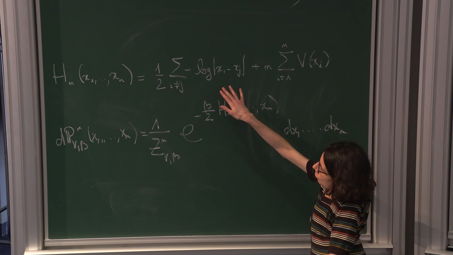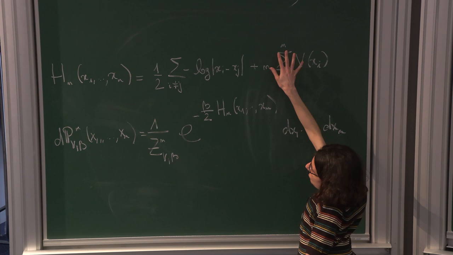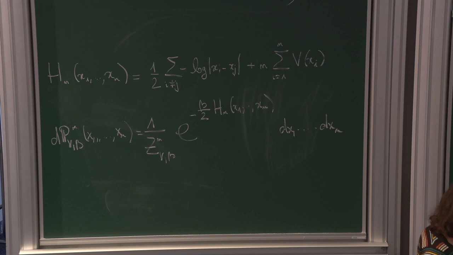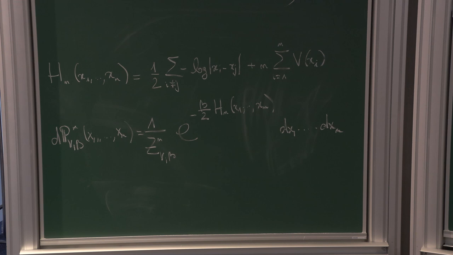If I am on the unit circle or on a compact subset, I could look only at this energy. But if I am on the real line, I need, in fact, to confine the particles. I don't want them to run away to infinity. So V will play the role of a confining potential.